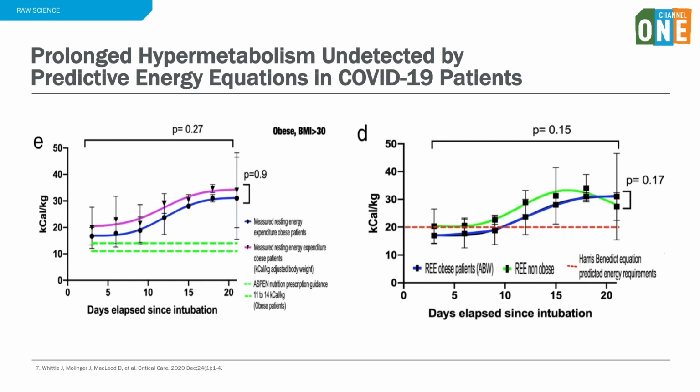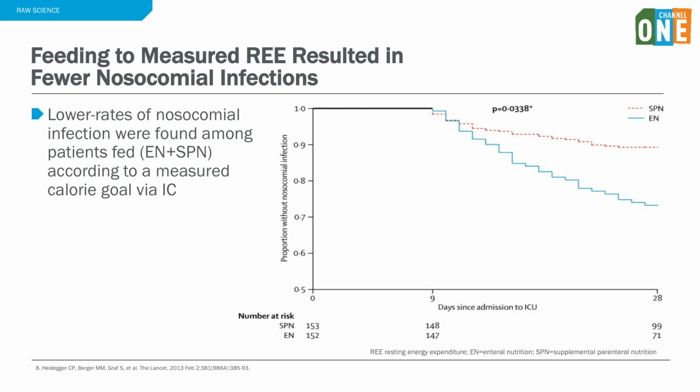ill patients. In a randomized controlled trial by Heidegger et al., those fed enterally with supplemental parenteral nutrition to a measured calorie goal by indirect calorimetry had lower rates of hospital-acquired or nosocomial infections. We can see this depicted by the red line at the top of the graph. Alternatively, those fed with only enteral nutrition reached about 77% of their calorie goal and had a higher mean number of nosocomial infections.